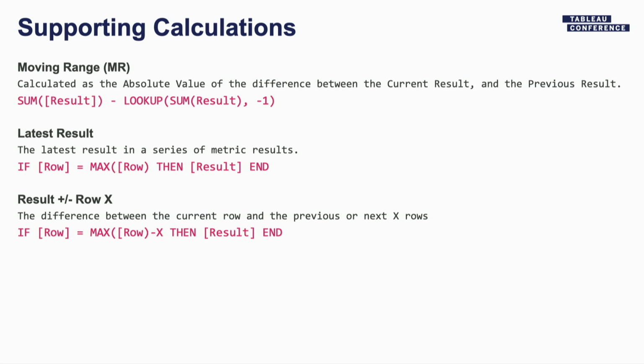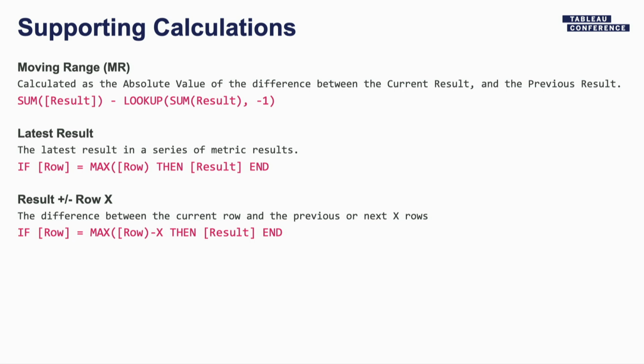And then I have the result plus or minus row. And this calculation comes in really handy. So I'll look at the current row, and if x is minus 3, and my current row is row 5, then I get the result for row 2. And if x is 1, I'll look at row 5, I get the result for row 6. And this will come in handy when we look at trends, and we can see, do we see numerous subsequent periods going in one direction.